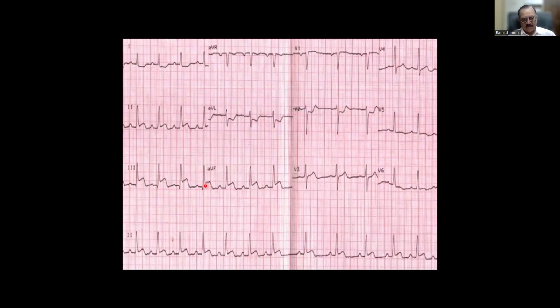Super. As somebody picked up last time, there is also some ST depression, but that is a reciprocal change. We will come to that later. Whenever there is ST depression and ST elevation, the ST elevation is the primary event. Take it that way.